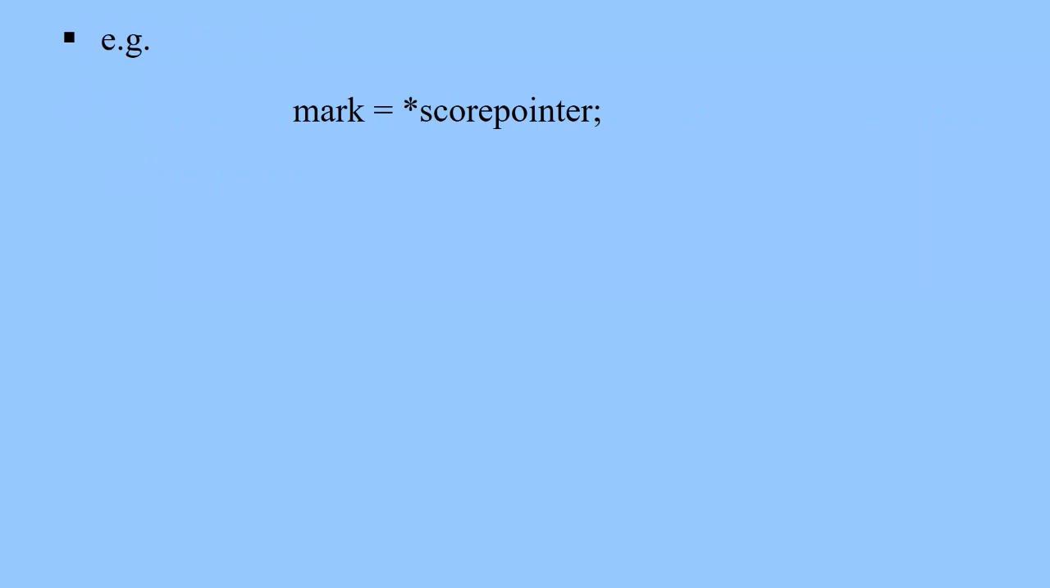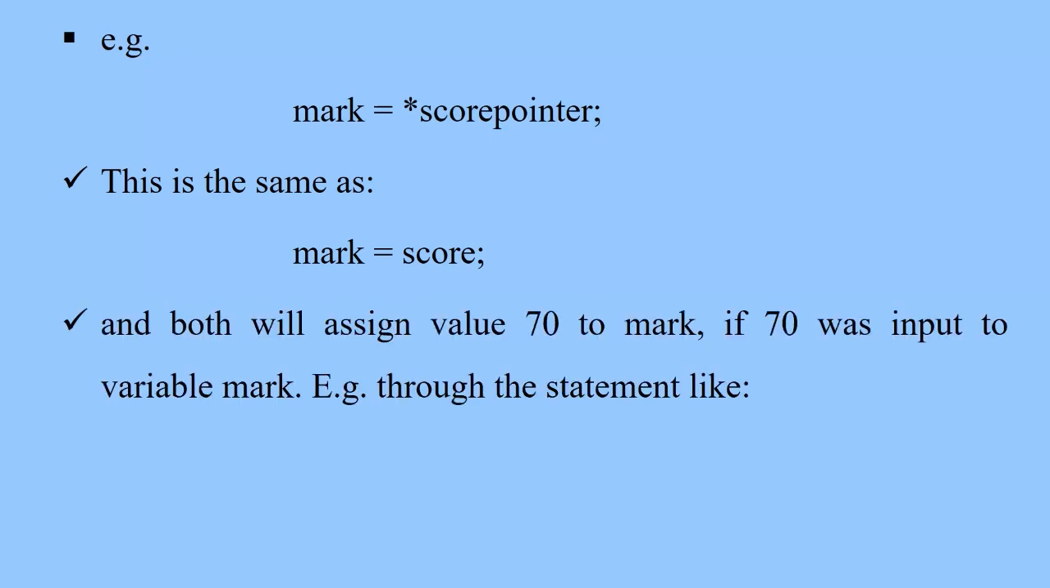This part simply means access the content of the memory location pointed to by score pointer and assign that value to the variable called mark. It is the same as picking the content of the memory location called score and assigning it to the variable called mark. And both will assign value 70 to mark if 70 was input.